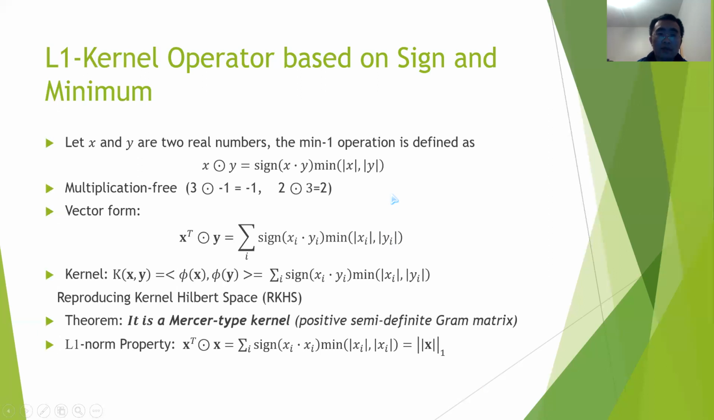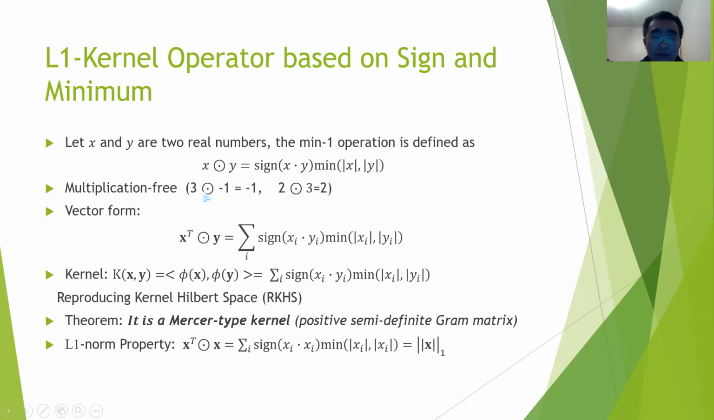Now let's discuss our two operations. In our paper, we propose two operations based on sign and minimum. We call them min1 and min2. The min1 can be computed in this way. That is, sign of xy times the minimum of the absolute values. So this one is modification free because the only modification is from the sign operation, but it can also be achieved using beta operations. So we don't really need the modification here.